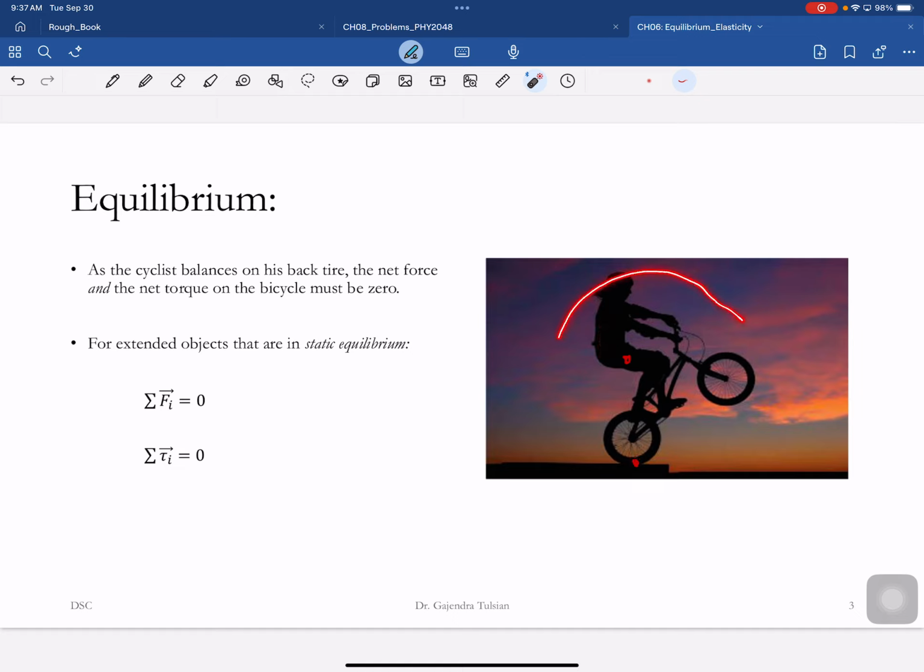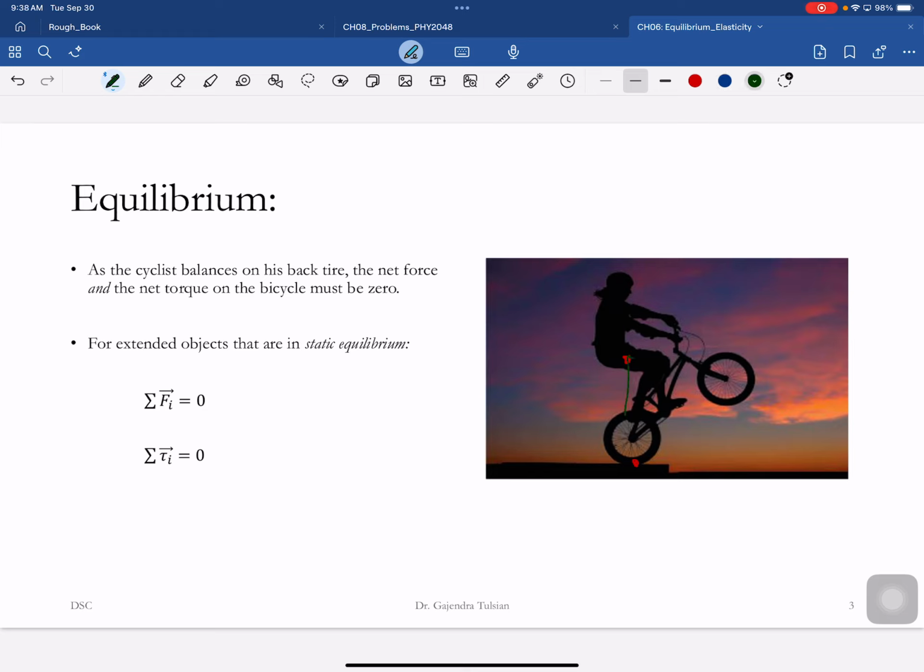So for an extended object to be in equilibrium, these two conditions must be true. And again, you don't need to remember these formulas, but you need to sort of understand them. The sum of the forces on the object needs to be 0. And the sum of the torques needs to be 0. So there are two forces acting on this guy. I'll draw this.